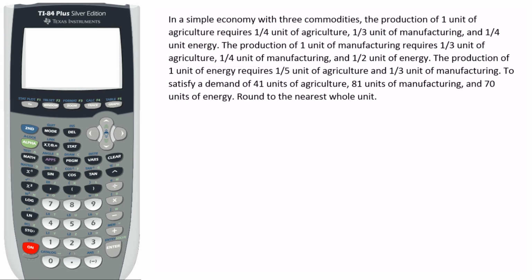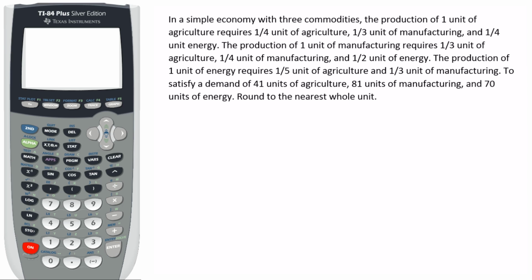In this video, we'll be looking at an open system input-output model. In our example, we have a simple economy with three commodities. In this economy, the production of 1 unit of agriculture requires 1/4 unit of agriculture, 1/3 unit of manufacturing, and 1/4 unit of energy. The production of 1 unit of manufacturing requires 1/3 unit of agriculture, 1/4 unit of manufacturing, and 1/2 unit of energy.